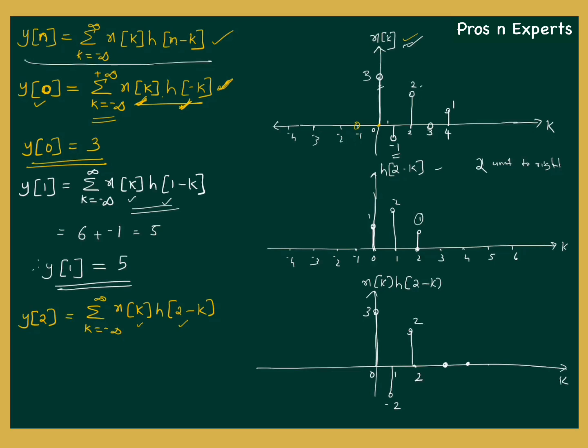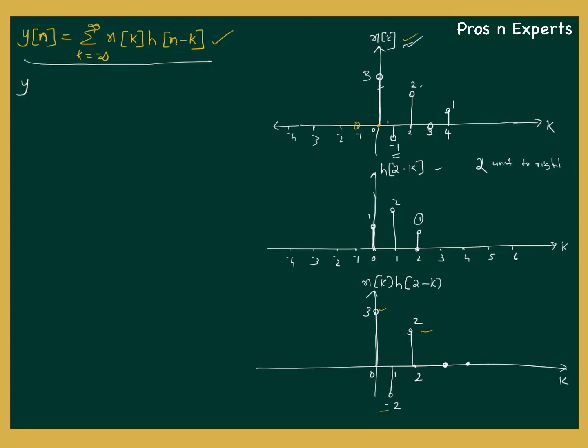And so what is the final answer of y of 2? Therefore y of 2 is equal to the sigma of all these amplitudes, which will give you 3 minus 2 plus 2 equal to 3. So ultimately y of 2, our next required sample, is 3. Next sample is y of 3. From this equation, this is sigma over k equal to minus infinity to plus infinity x of k into h of 3 minus k.